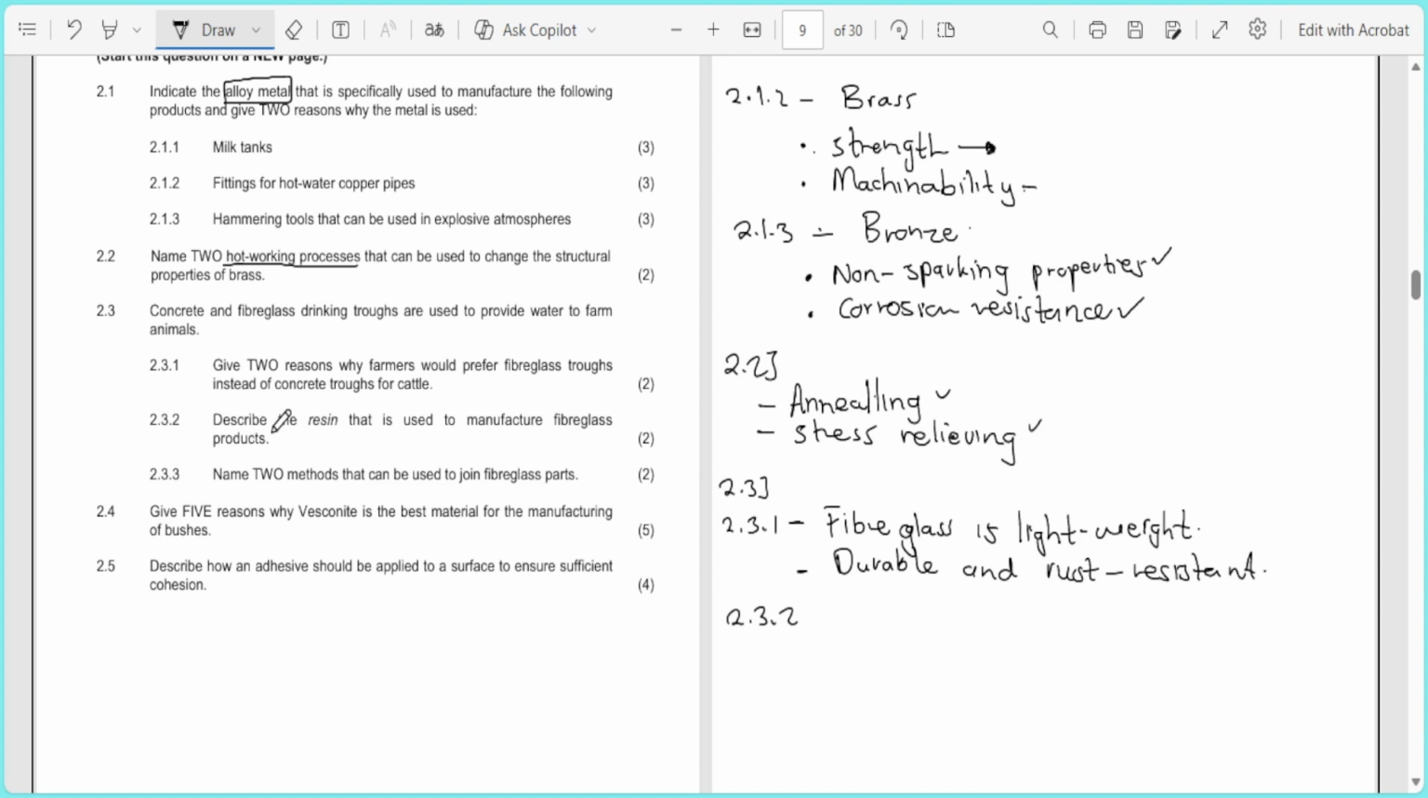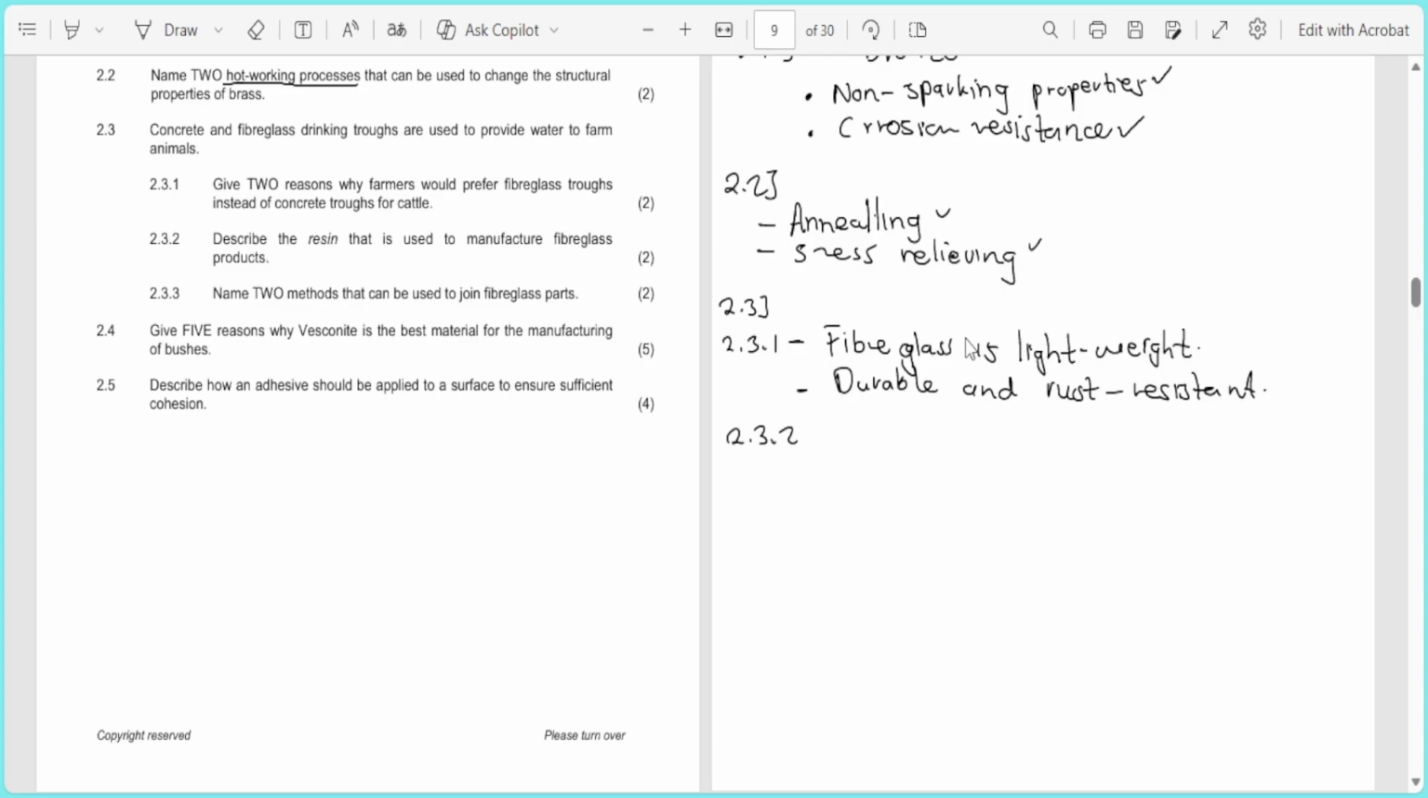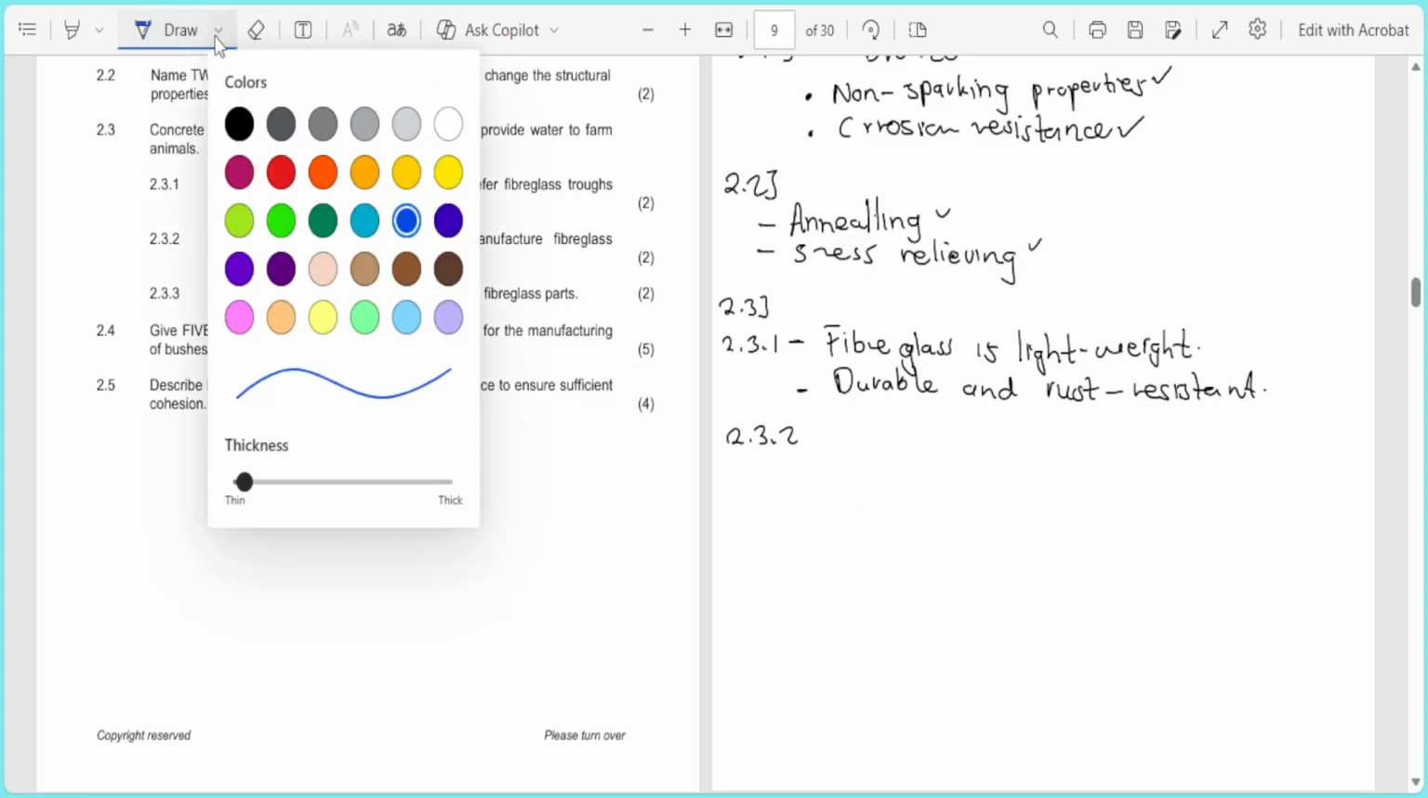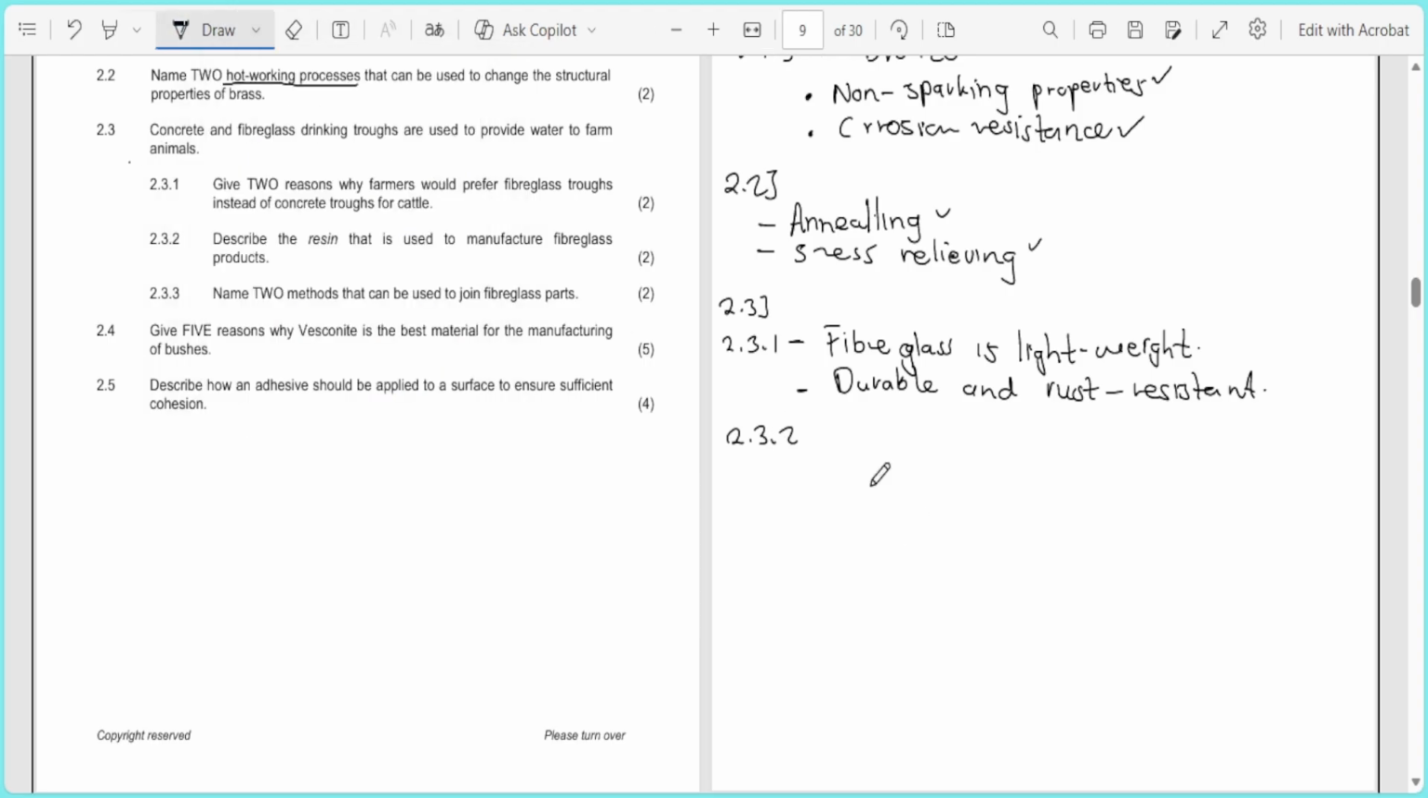For 2.3.2, describe the resin that is used to manufacture fiberglass products. What is it called? It's the polyester resin. So now they want us to describe the resin. Let me start off by saying this.